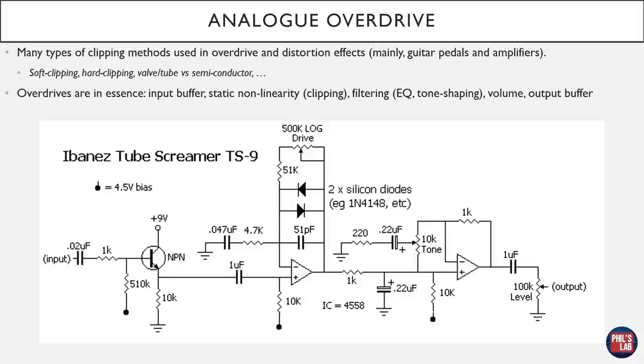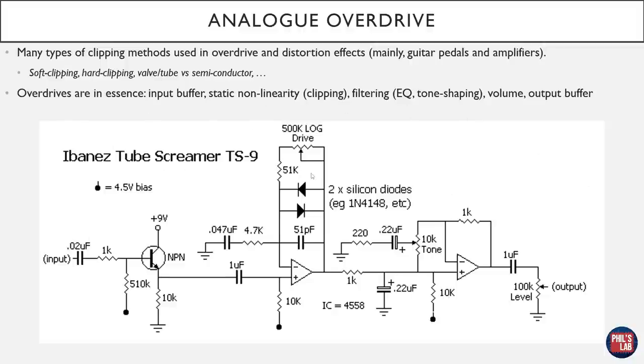This non-linearity and adding harmonics is typically achieved via clipping, so effectively cutting off parts of the waveform or transforming them non-linearly. There are many types of clipping methods used in overdrive and distortion effects, and as we saw, these are mainly in guitar pedals and amplifiers. For example, soft clipping, hard clipping, we can use valves or tubes, and we could also use maybe diodes or other semiconductors such as FETs and so on to achieve clipping, and we'll see how we do that in just a second.